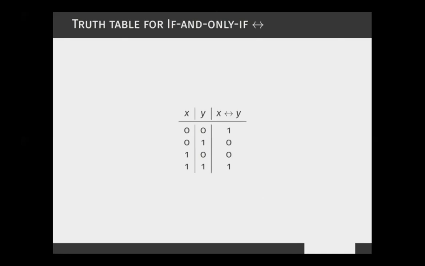Perhaps the easiest case is if and only if. This simply says that x and y take similar values. So either they are both 0 or they are both 1. If you have any questions regarding the truth tables or how these logical operators are defined, you can write your question in the comment section and we will try to answer it or try to overcome your confusion.